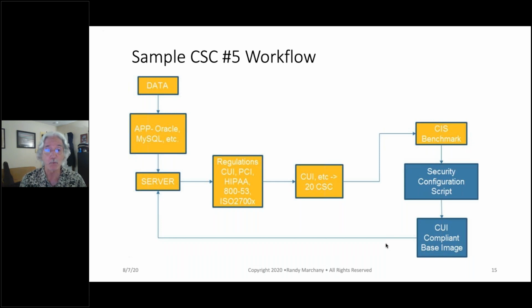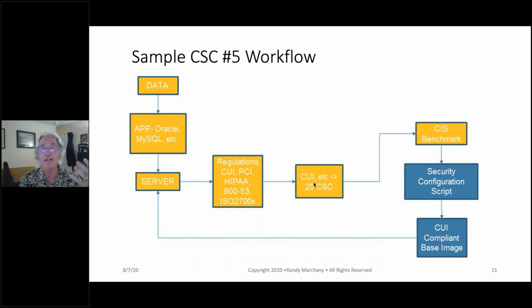In this sample workflow for Control number 5, which is secure configuration of your workstations and servers, you have the requirements. You have your regulatory requirements. Is it CUI data? Is it HIPAA? Is it PCI? Is it the GLB rules? And then the bridge between those standards and the rubber-meets-the-road commands, that's where the critical security controls fall in place.